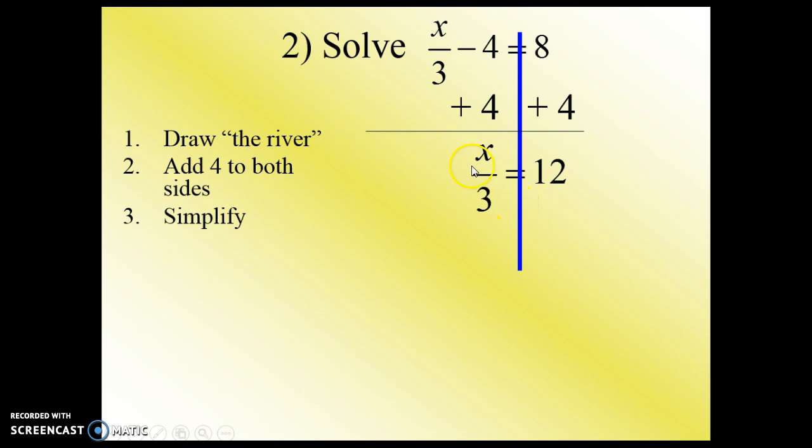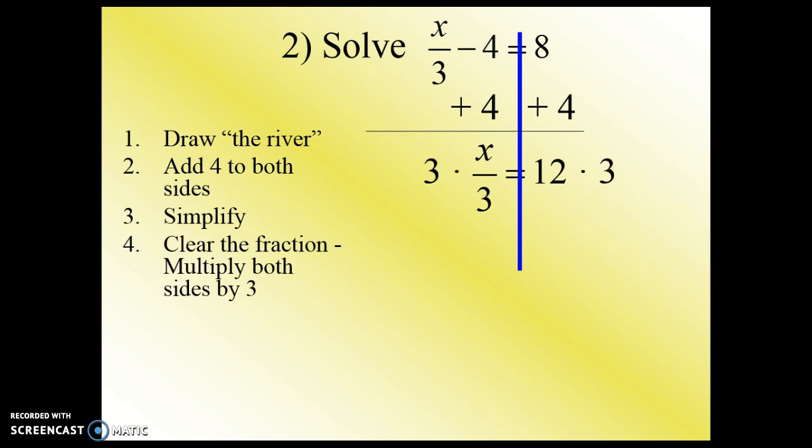So now we come back to this division problem. x divided by 3. We have to undo our division. To undo division, you do the opposite. The opposite of division is multiplication. So we multiply 3 on both sides. As we multiply 3 on both sides, x is equal to 36.